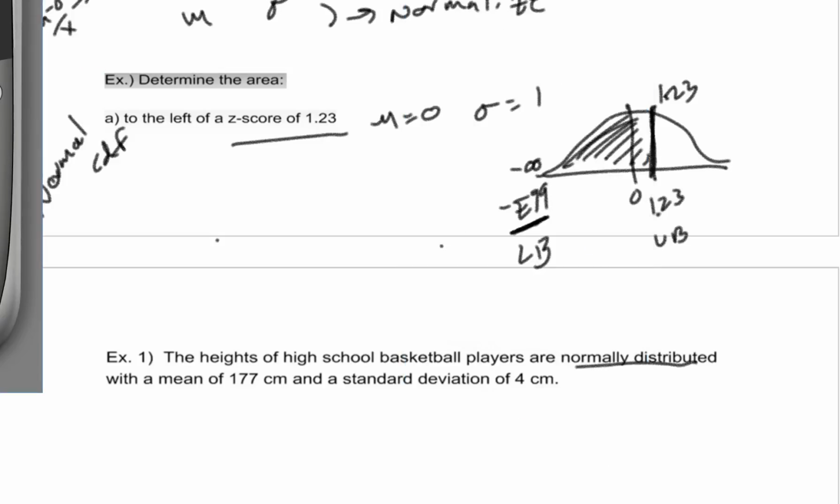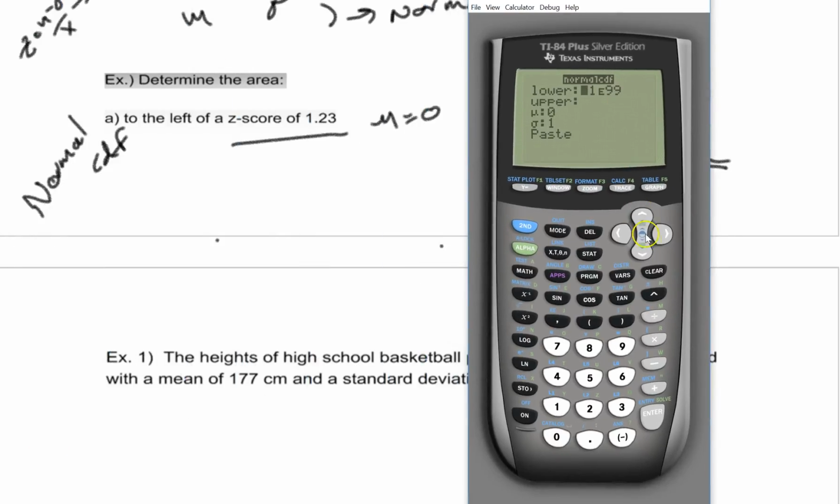If I was doing this myself, whoa, didn't mean for that to happen. If I was doing that myself, I'd put negative E. Not this E right here, that's Euler's number, a different thing. We're doing this E. So second E, 99. Upper is 1.23.